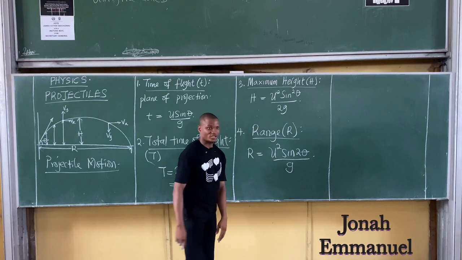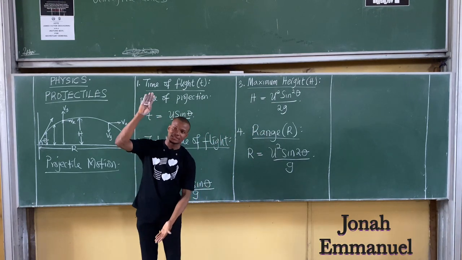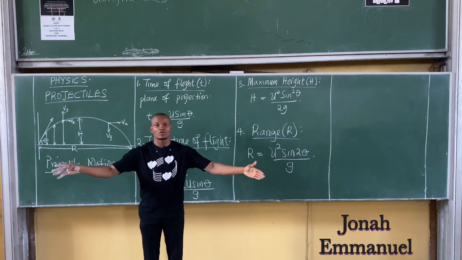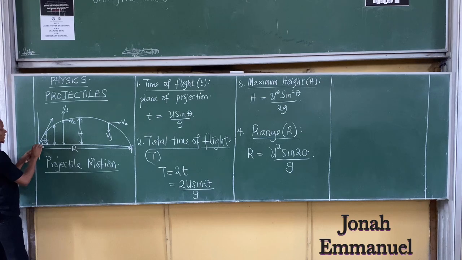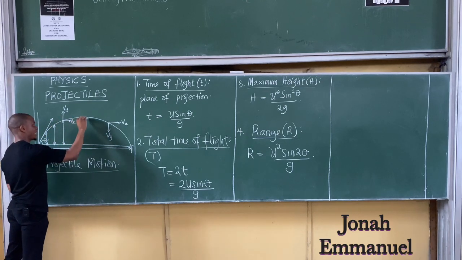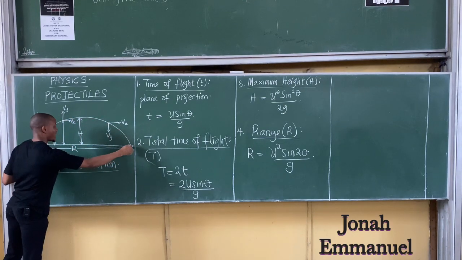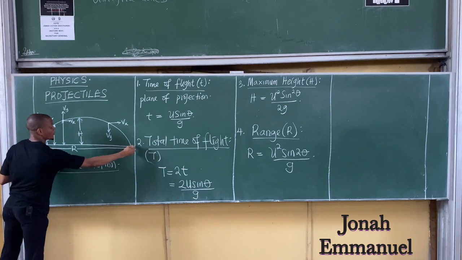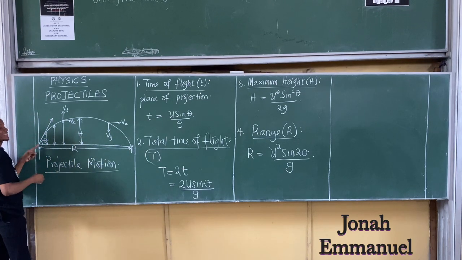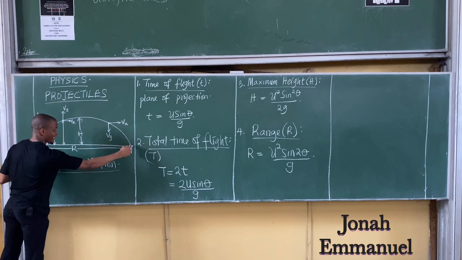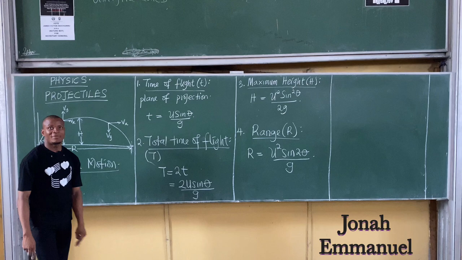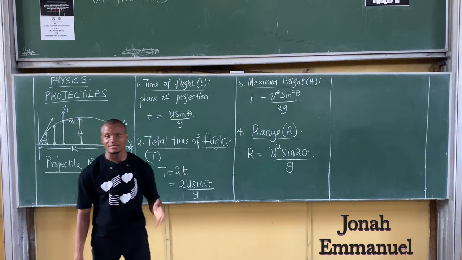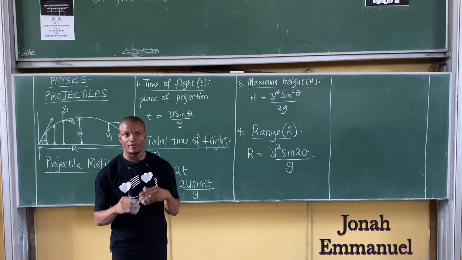Finally, range. What's range? The highest vertical is maximum height. The highest horizontal comes from range, right? So the particle moves from here, goes up, and then comes back here. Bear this in mind, this is called the plane of projection. So from where it started to where it ends, this horizontal distance is called range. That's it. Right. The mathematical relation for range is u squared sine 2 theta over g.